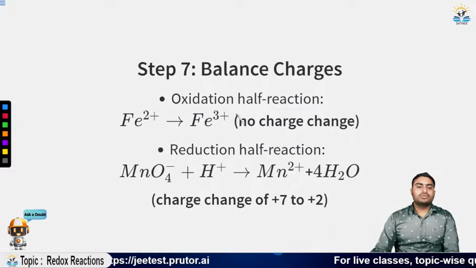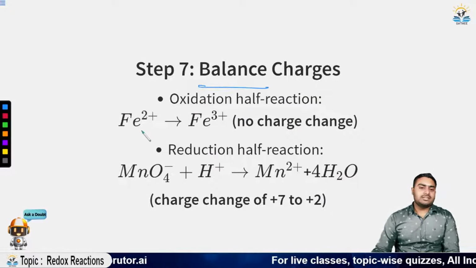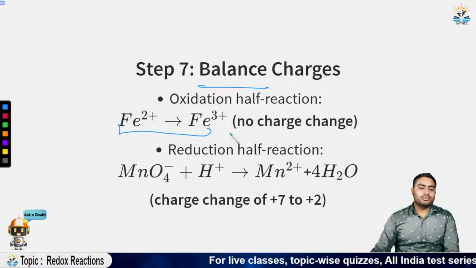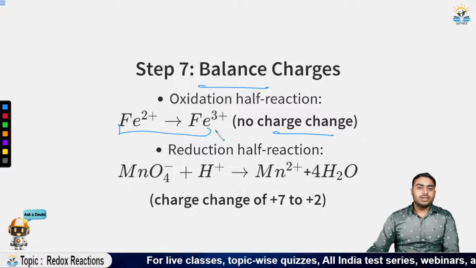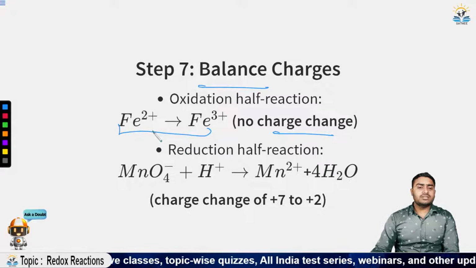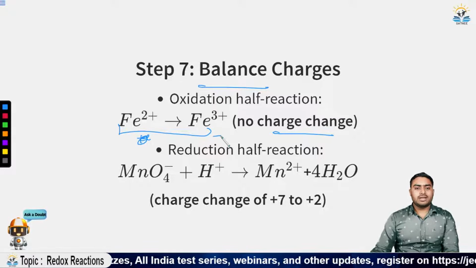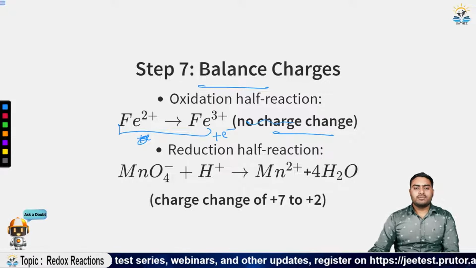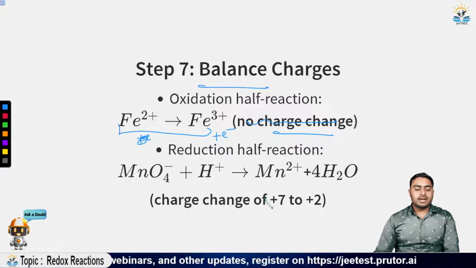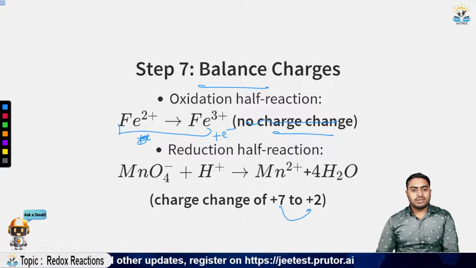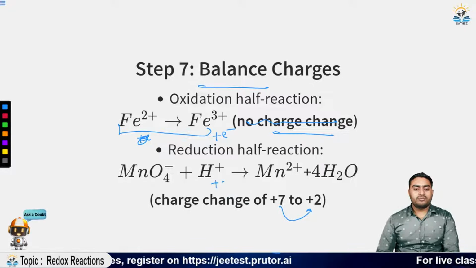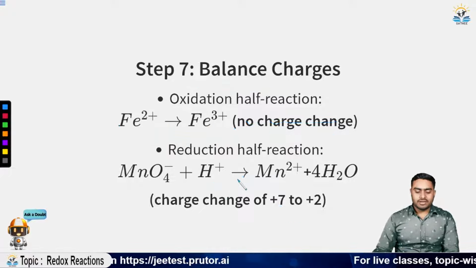So what you have to do is balance charges. You can see Fe2 positive gives Fe3 positive, with a charge change. We have added one electron, on which side? In the product side. Okay, we have added one electron here. In the reduction half reaction, you can see the charge changes from +7 to +2, so we have added 5 electrons here.